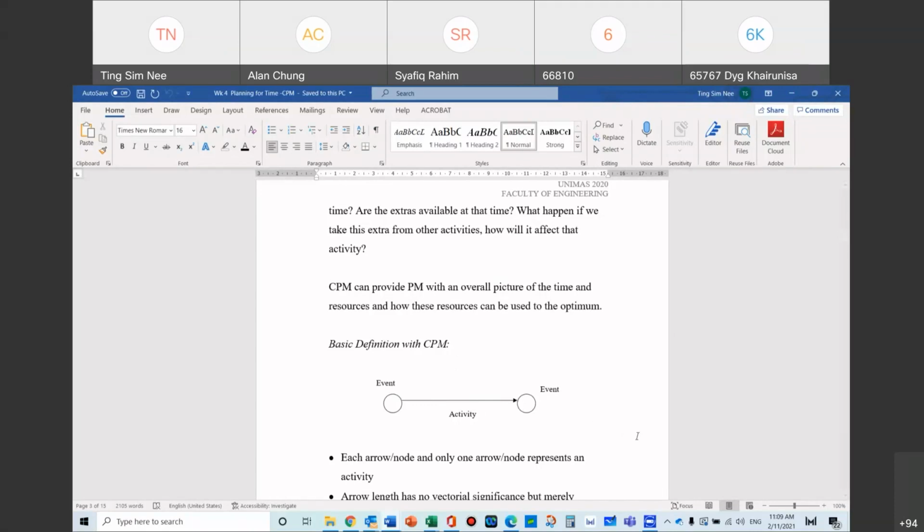So the network has two formats. Activity on the node will be the activity, construction of the piles, which is represented by that circle. And then the arrow will be just the event. If you are drawing an activity on an arrow, you will be doing what we call AOA, activity on arrow. So arrow diagramming method, ADM. Okay, PDM, precedence diagramming, is actually activity on node.